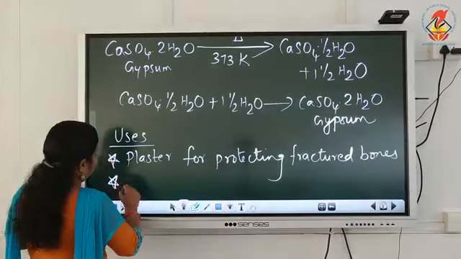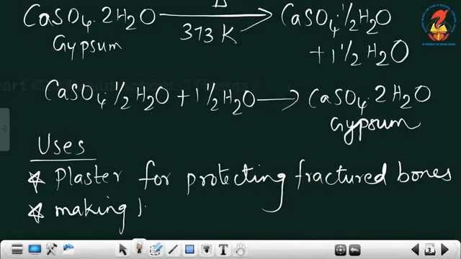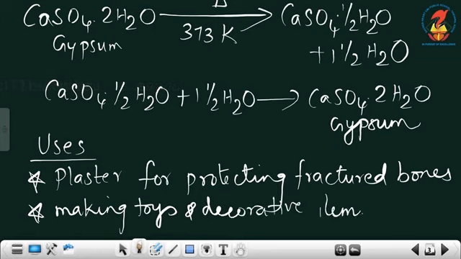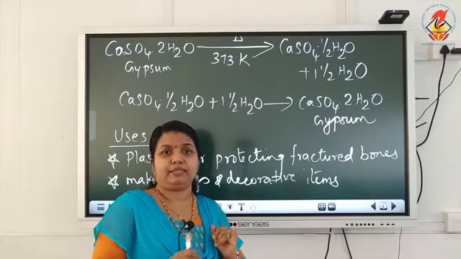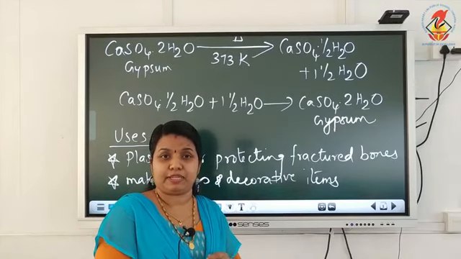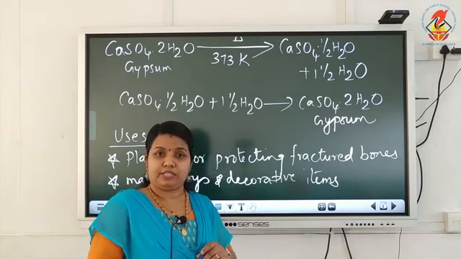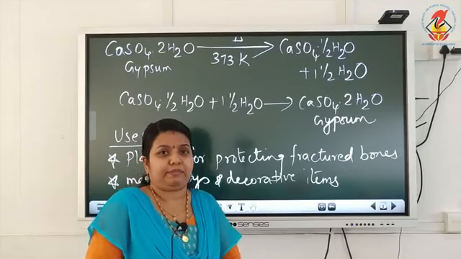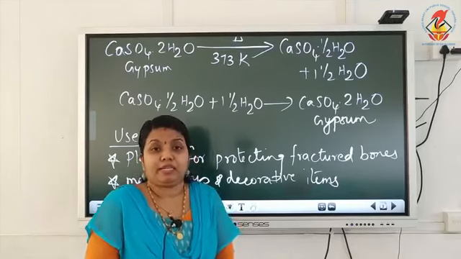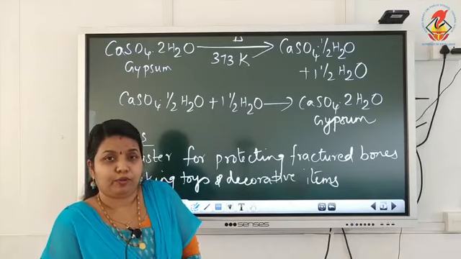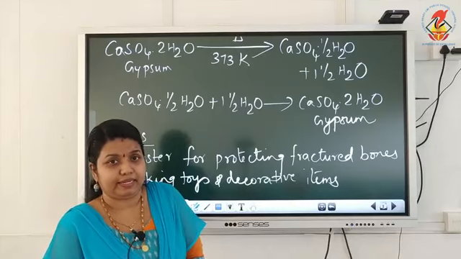Then it is used for making toys and other decorative items. Statues and the like are made from plaster of Paris. Okay, so that's about plaster of Paris. What is plaster of Paris? Calcium sulfate hemihydrate, CaSO4.½H2O. How is it prepared? It is prepared from gypsum by heating gypsum to a temperature of 373 Kelvin. Then the water molecules are lost and you get plaster of Paris.